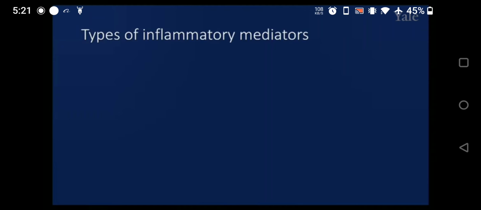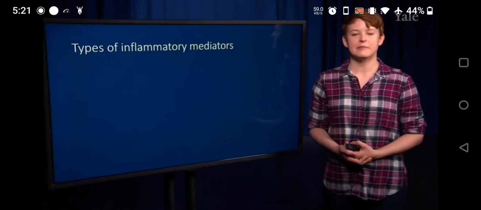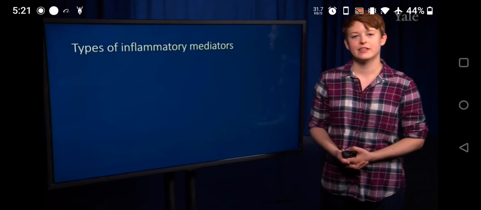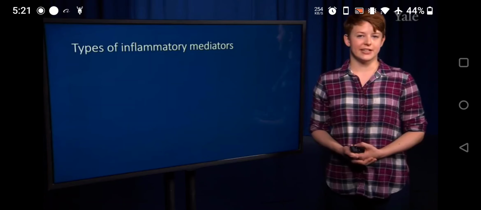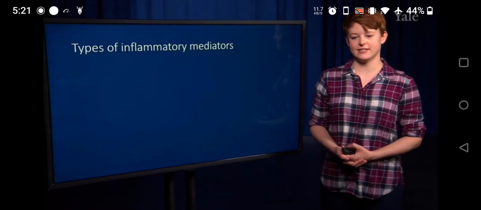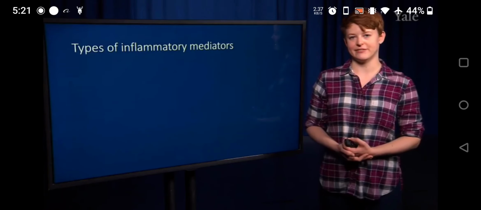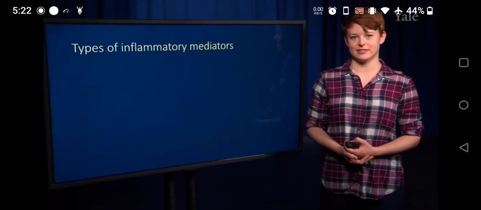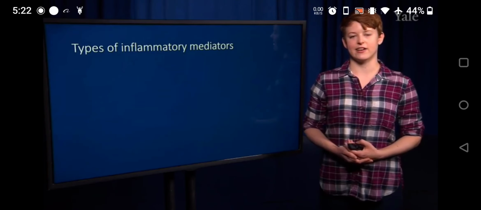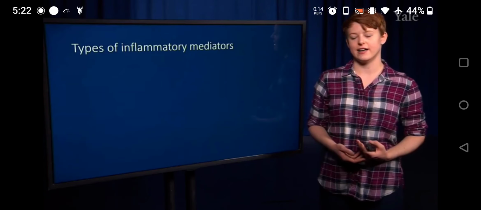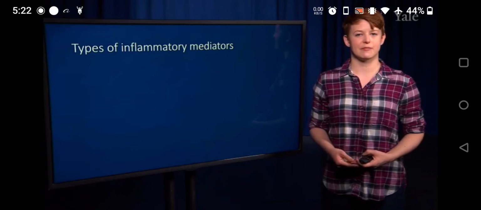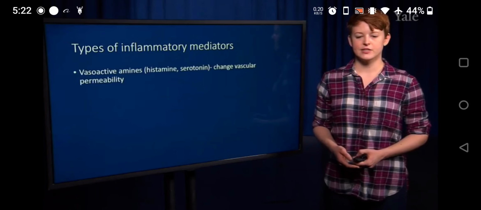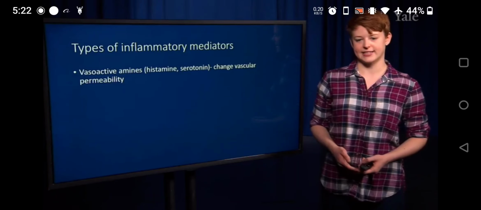Okay, so we've talked about the initiation of inflammation, but now let's discuss some of the ways that this response is mediated. So there are 7 different categories of inflammatory mediators, and we'll go through and see an example of each. And these all help to propagate the immune response. So these mediators will have effects on other immune cells, on the endothelium, for example, to help return that tissue to homeostasis. So our first example are vasoactive amines.